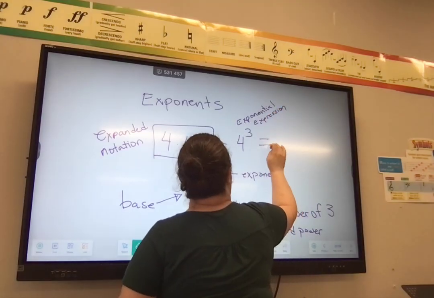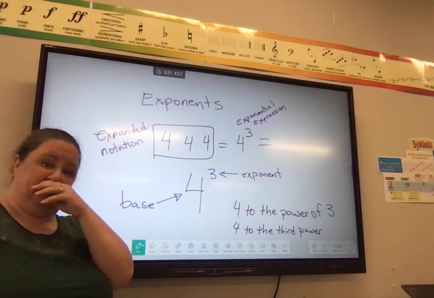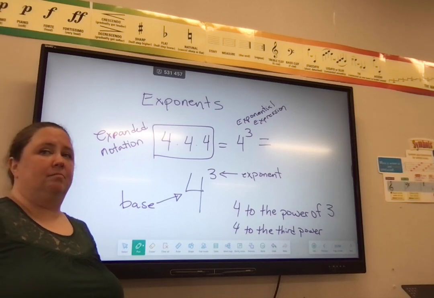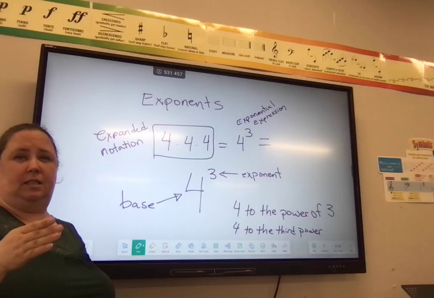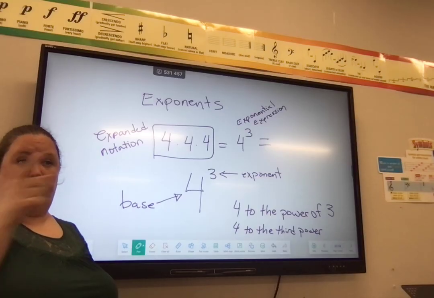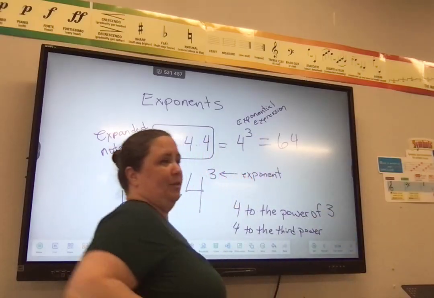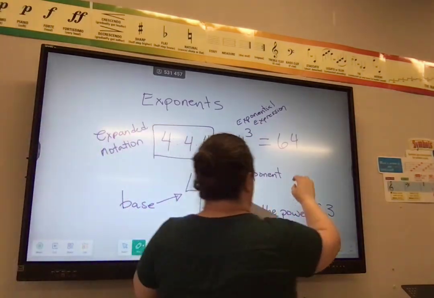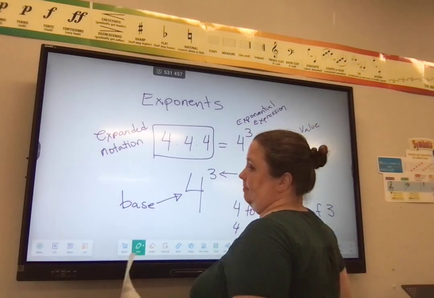Okay, and then if I were to solve this, what is 4 times 4 times 4? Go, calculator, go. 12. No, not 4 times 3. 4 times 4, which would be 16, and then 16 times 4 would be 64. Or if you think it out loud, you can usually get to it. Okay, and then this last one is called the value, or the solution.